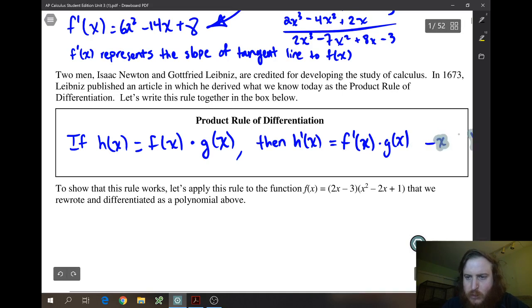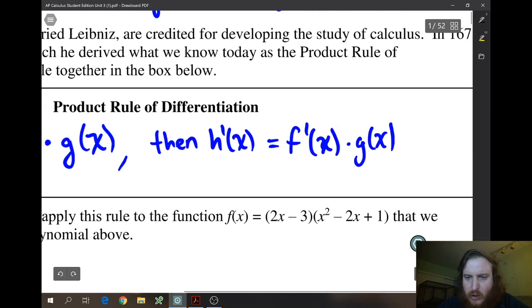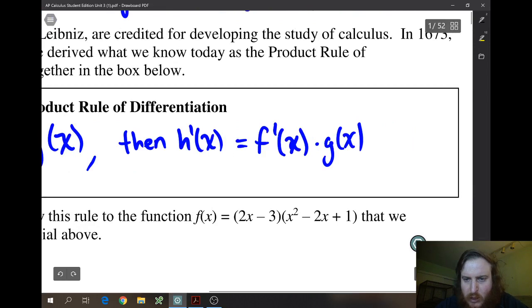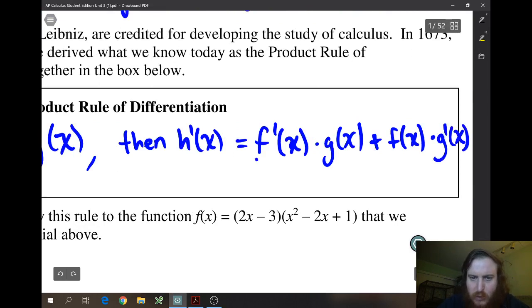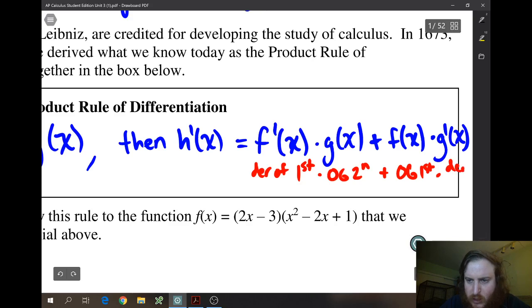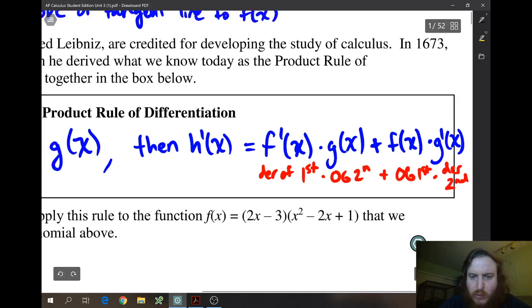Let me try to clean this up a little bit. But it really doesn't matter the order you write it in. Again, other books will just flip this whole section with this whole section. And again, that doesn't matter. But what I like to think of is using words, okay? I like to think of this as the derivative of our first times the original second plus the original first times the derivative of the second. So I always use words when I think about my product rule.